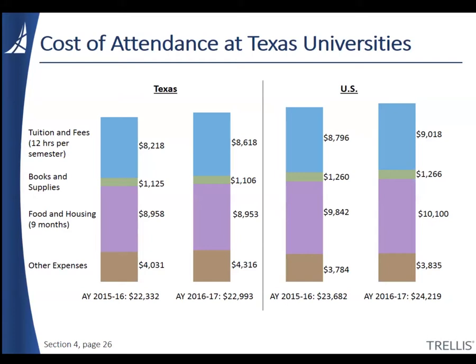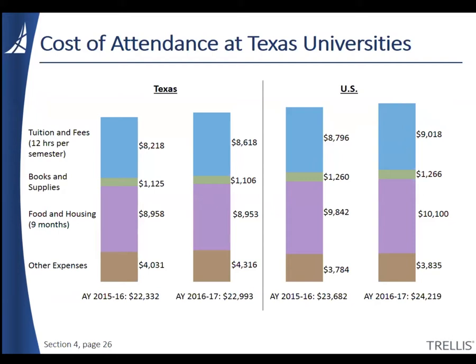At the average public four-year university in Texas, tuition and fees are just 37% of a full-time undergraduate's total cost of attendance. Books and supplies make up just 5% of the total, and the remaining 58% is the cost of living, food, housing, and other expenses. These costs are not discretionary. Students must eat, and unless they live rent-free, they must pay housing expenses as well.